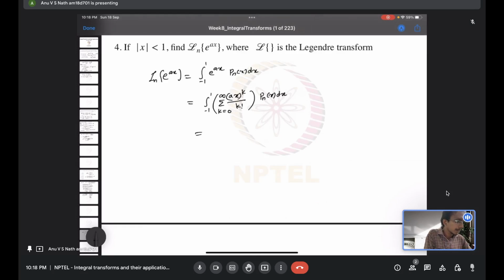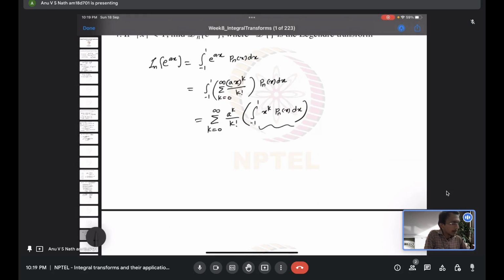So I can reverse the summation and integration, so that the summation k equal to 0 to infinity, and the constants will be outside of the integration. So it will be a raised to k by k factorial, then the integral from minus 1 to plus 1 of x raised to k Pn of x dx.